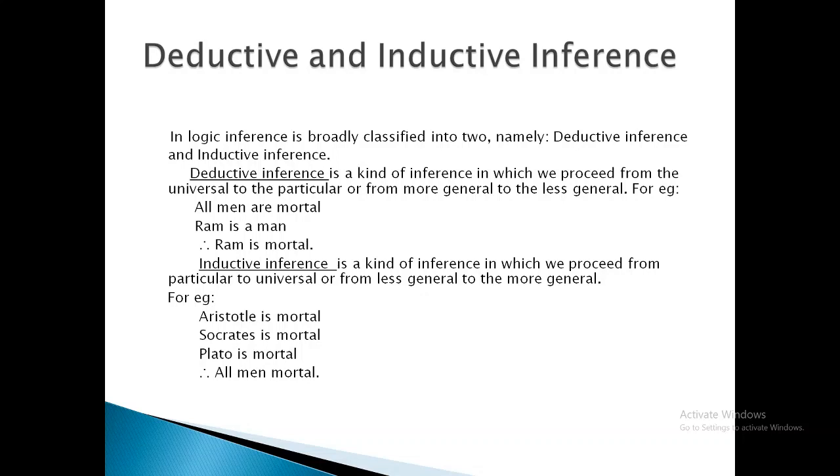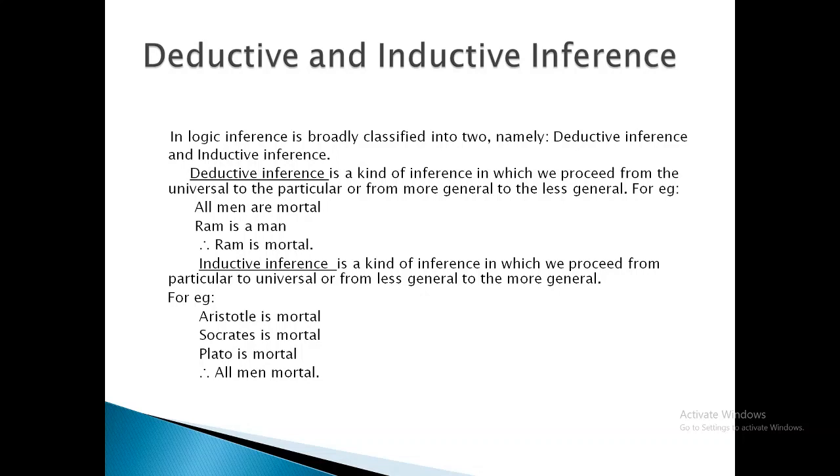But in case of inductive inference, the picture is different. It is also a kind of inference. You are inferring something, but here we are passing from particular to universal. For example, Aristotle is mortal. You have perceived or you know Aristotle died. So, Aristotle is mortal, Socrates is mortal, Plato is mortal.